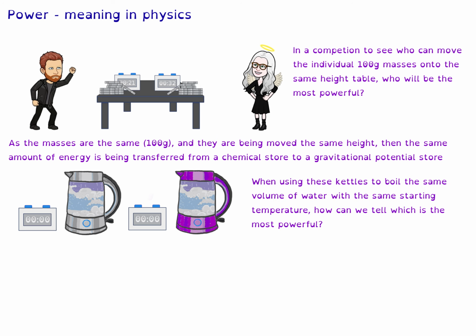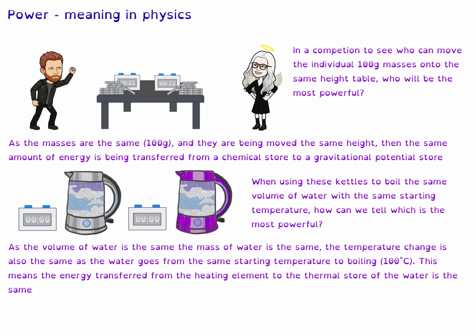When using these kettles to boil the same volume of water with the same starting temperature, how can we tell which is the most powerful? As the volume of water is the same, the mass of the water is the same. The temperature change is also the same as the water goes from the same starting temperature to boiling, 100 degrees C. This means that the energy transferred from the heating element to the thermal store of the water is the same.